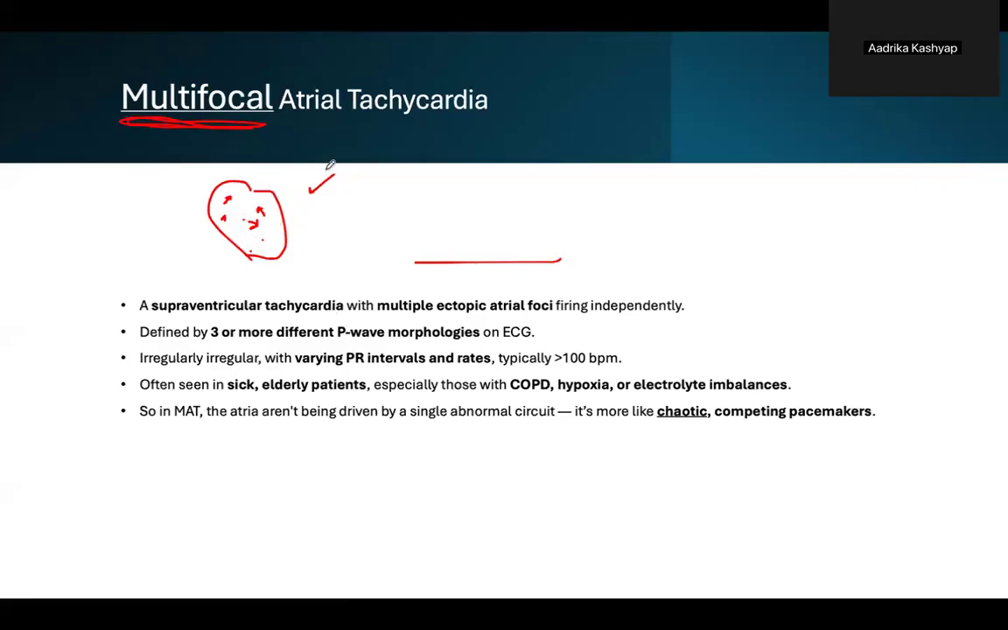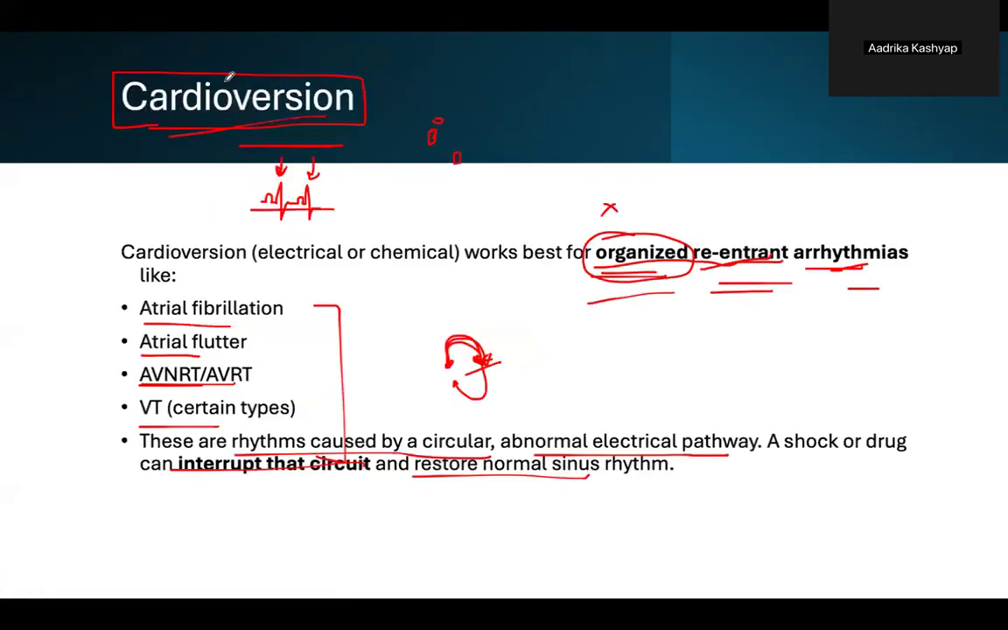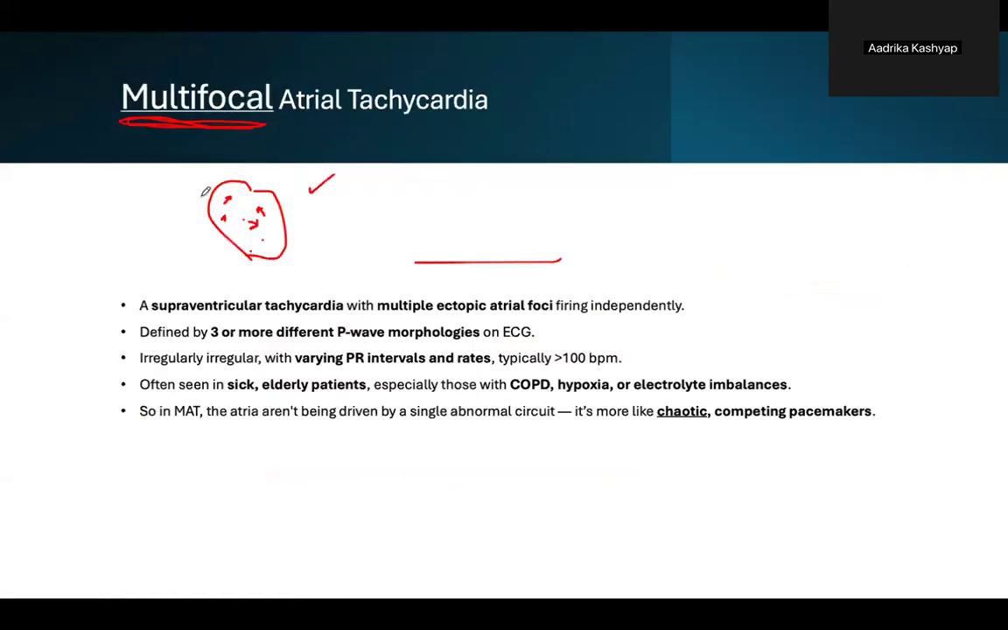You can't really do anything with just cardioverting it. I hope that's clear to you guys. You just need to know why you would cardiovert somebody. And if you know the concept that you're trying to interrupt a circular pathway, and you can only do it for organized reentrant arrhythmias, then if you keep these three things in mind, you'll know that it won't work on this one.